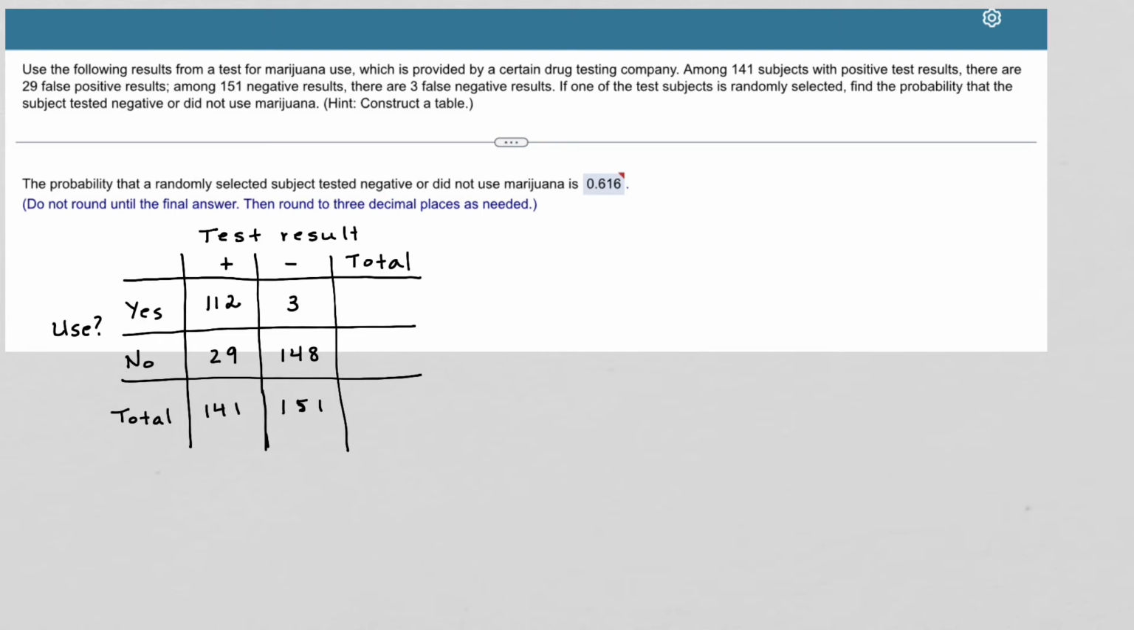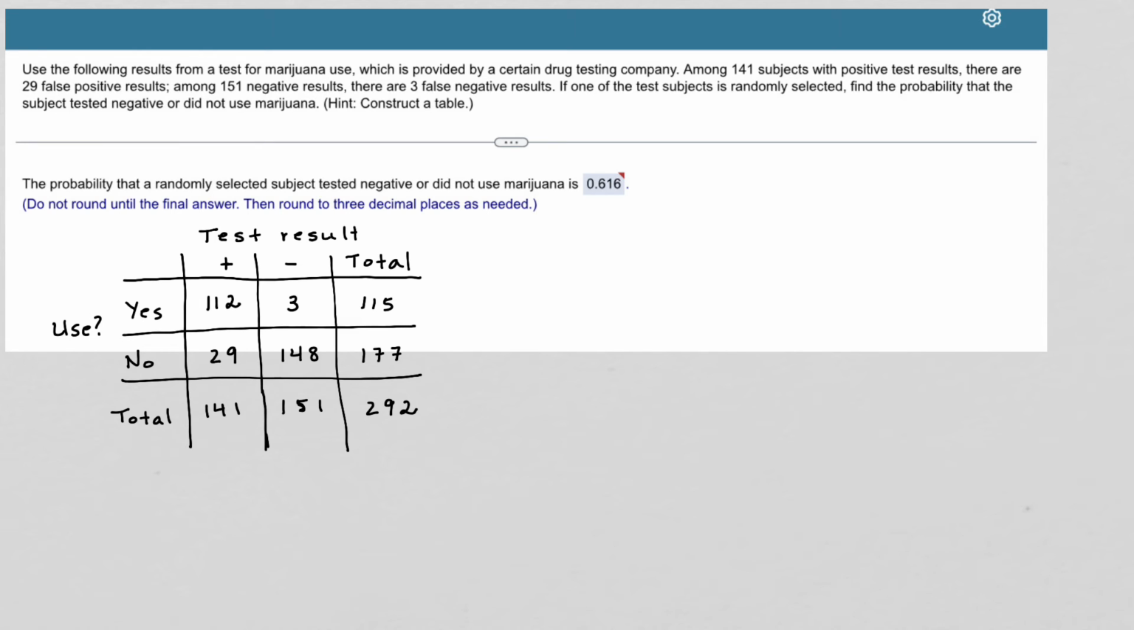So now we have to look at what are the totals for these rows. So the people who were using marijuana, there were 115 of those. People who were not using marijuana, that's 177. And then I can either add together the 115 and the 177. That gives me 292, or 141 and 151 add up to 292. So either way.